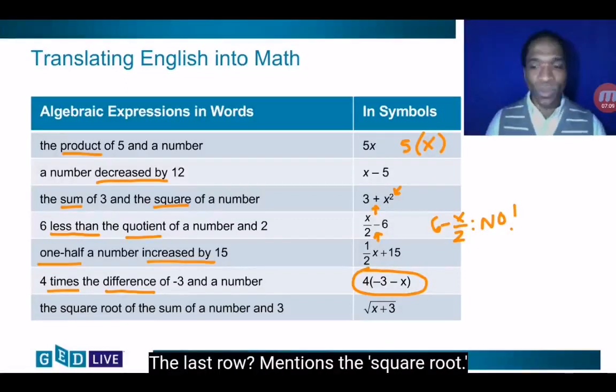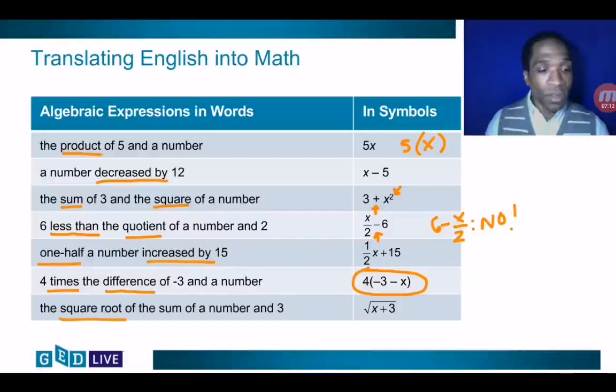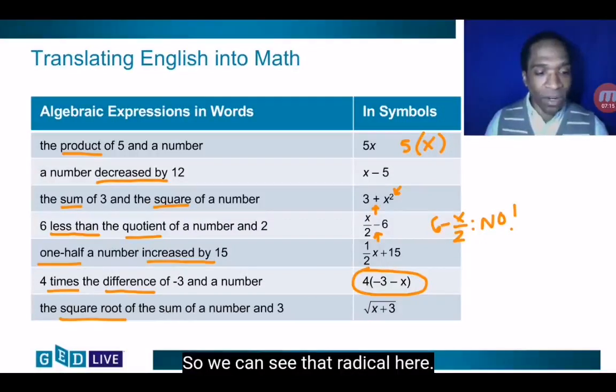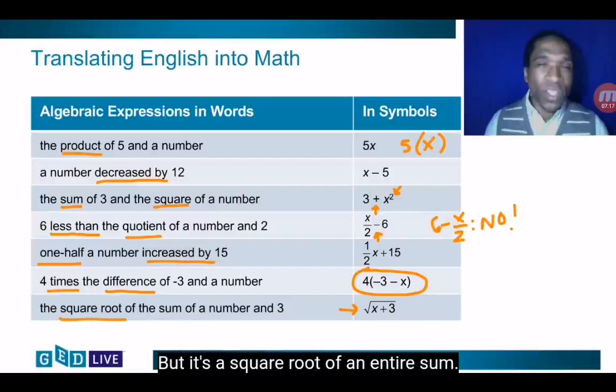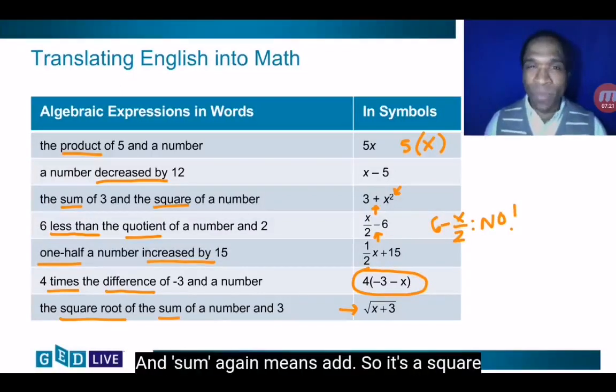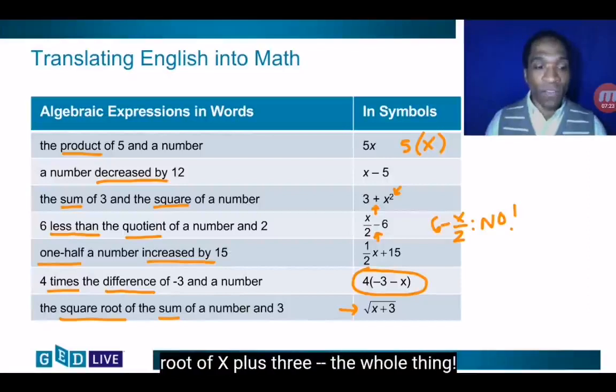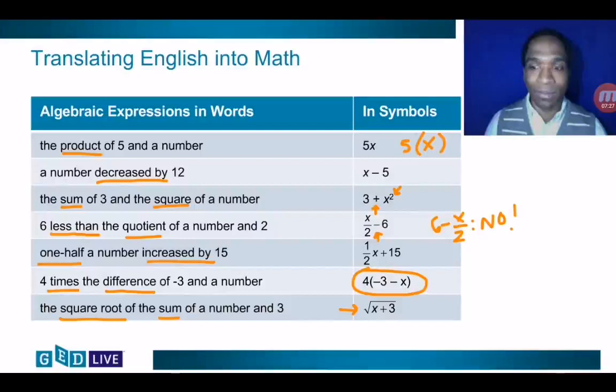The last row mentions the square root. So we can see that radical here, but it's the square root of an entire sum. And sum again means add. So it's the square root of x plus 3, the whole thing.